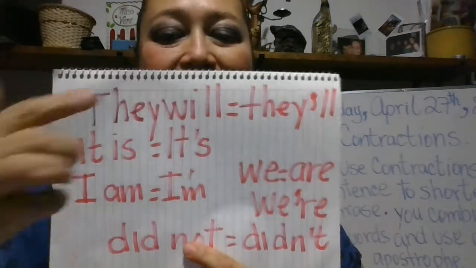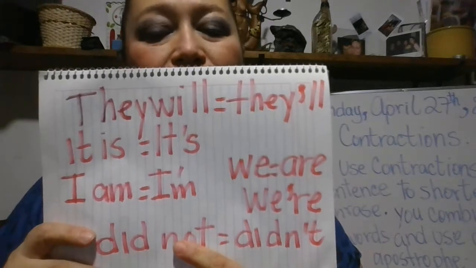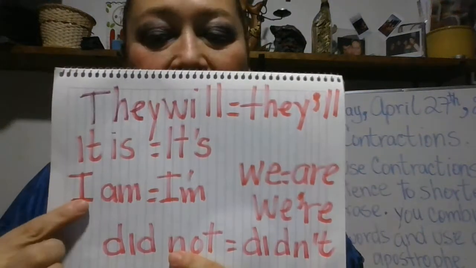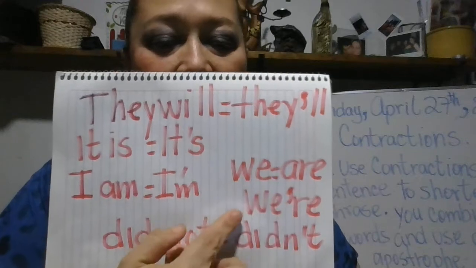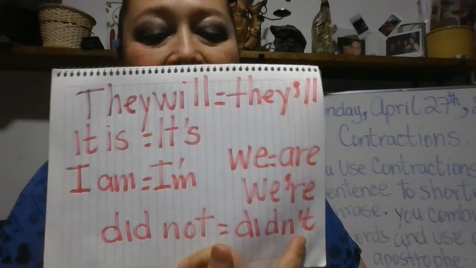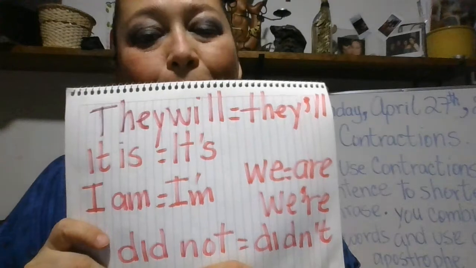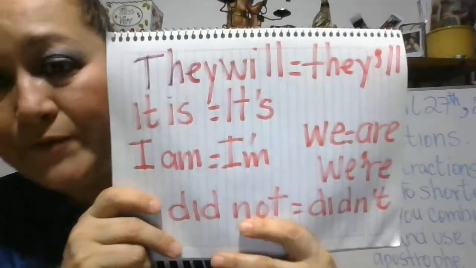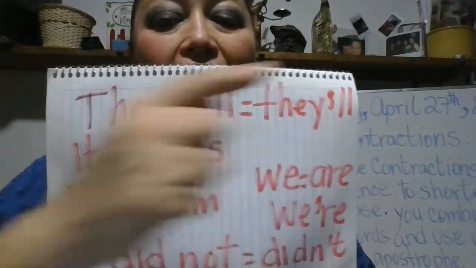You are replacing the W and the I. Do you see? You always use an apostrophe. It is, it's with apostrophe. I am, I'm. We are, we're. Did not, didn't. So when it's talking about negatives, what do I have to do? You only have to add the negative not. Example, they will, they'll not.